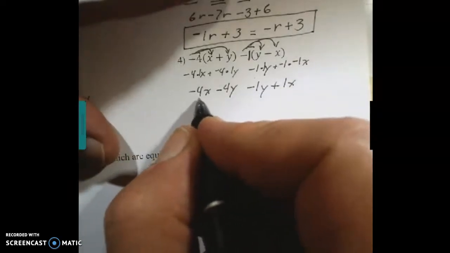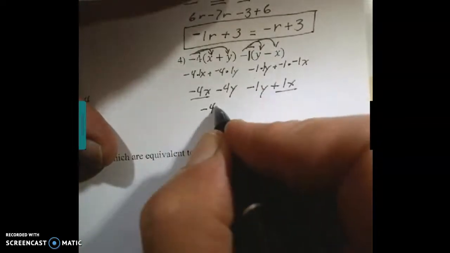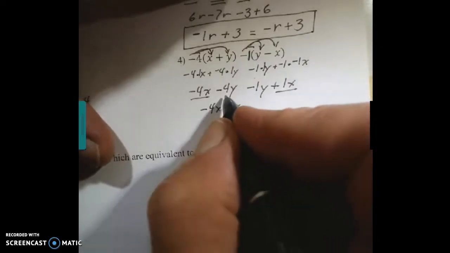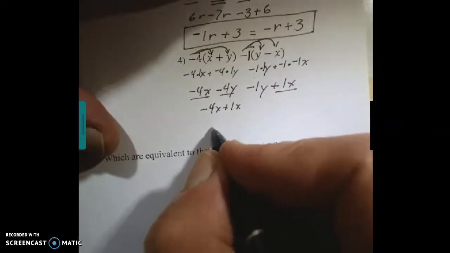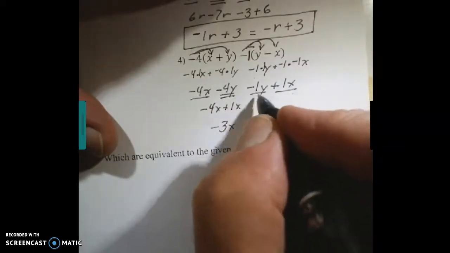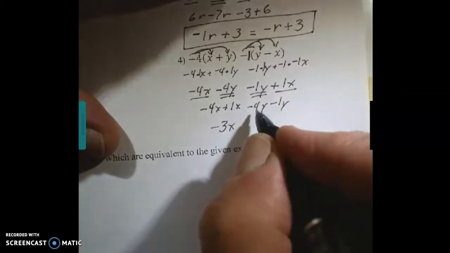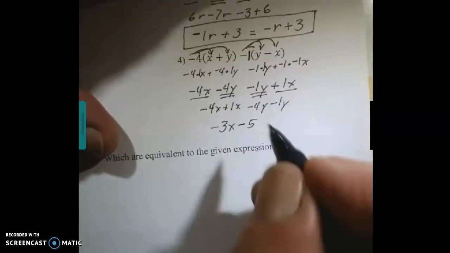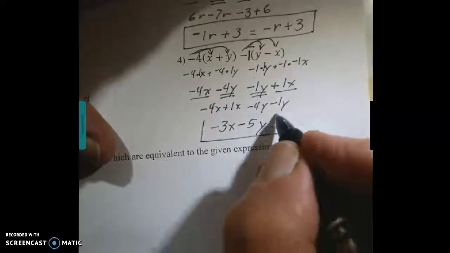Combining the like terms, -4x would combine with the plus 1x. -4 plus 1 is a -3x. -4y will combine with the minus 1y. -4y minus 1y, they're the same sign, so we add them. We get a 5. We keep that sign. It becomes a minus 5y, and that is our solution.